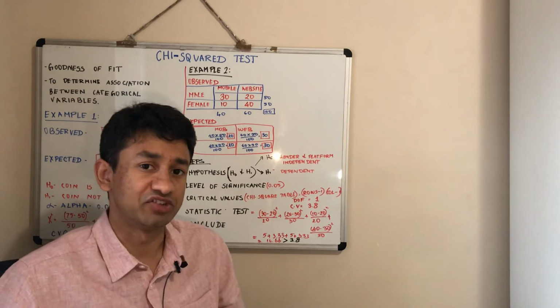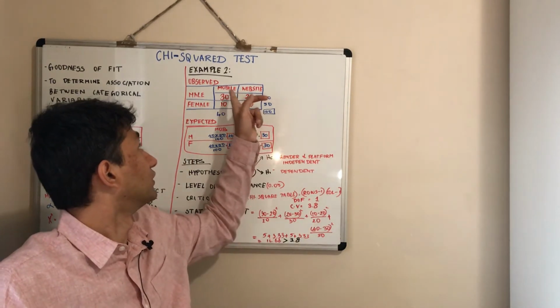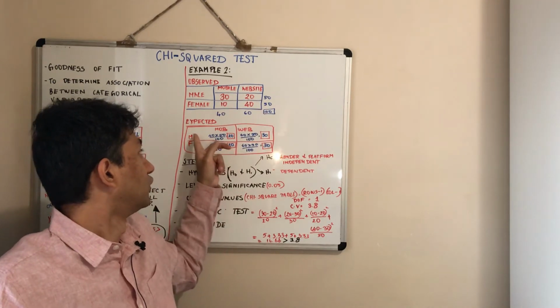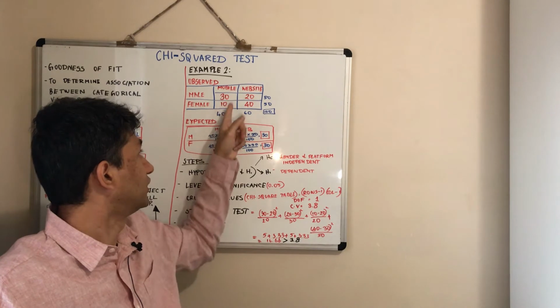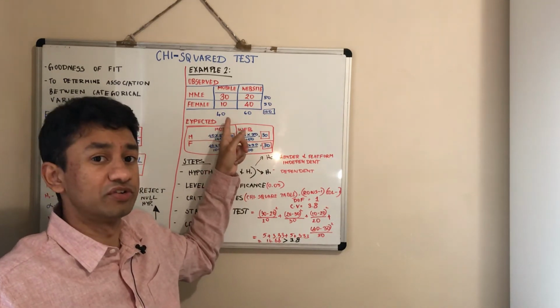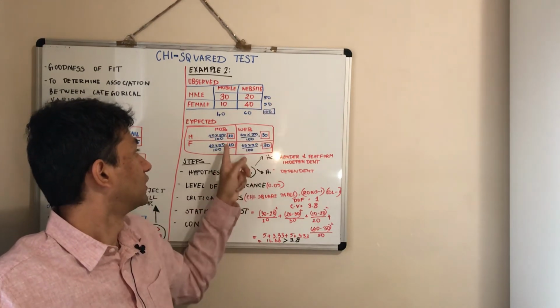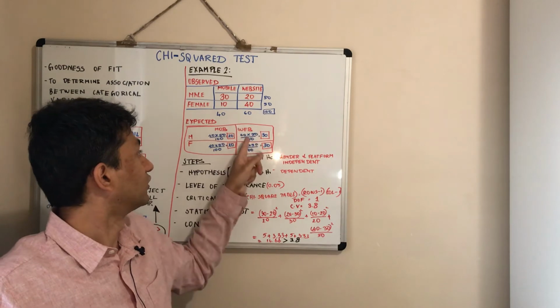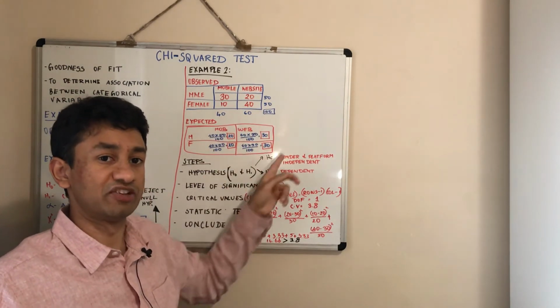So how do we get the expected values? It's easy to get the expected values. It is based on the observed values here. If you see for male as well as for mobile, what we do is take the total number of males times the total number of mobile users divided by the total population. So 40 into 50 by 100. Similarly, here in this case it would be 60 into 50 divided by 100. So that's how the expected values are calculated.